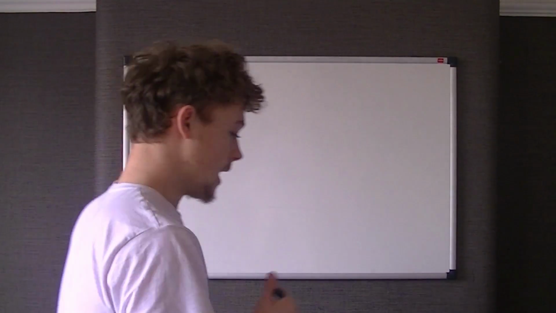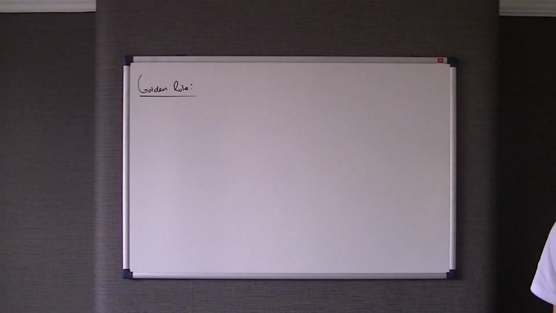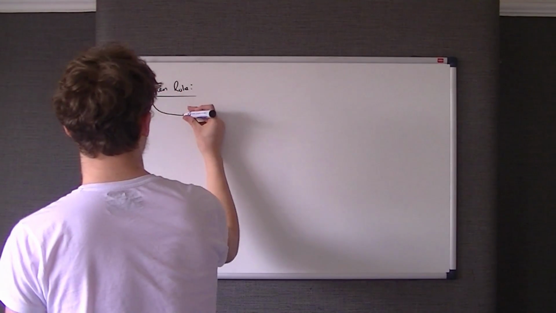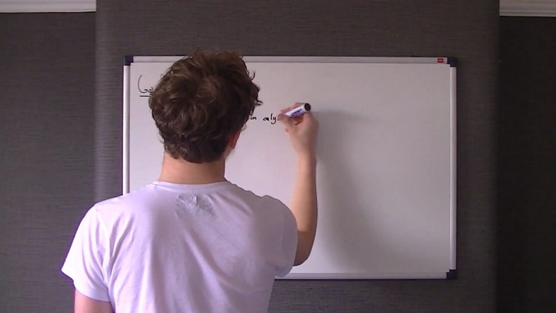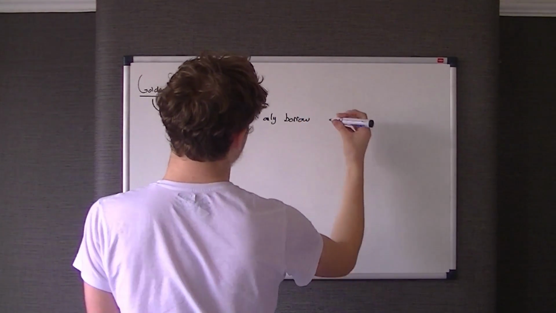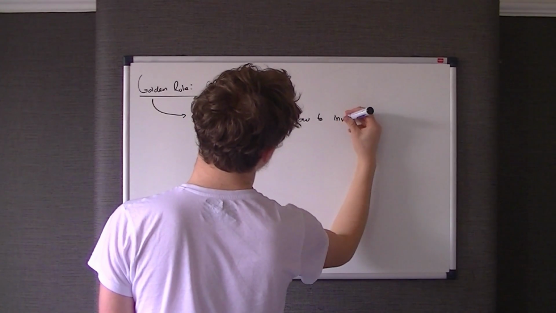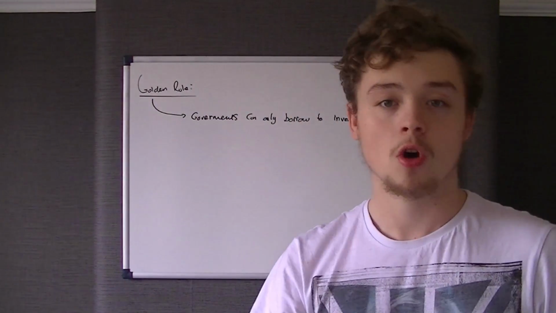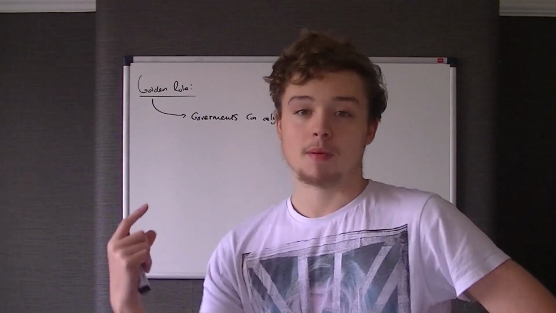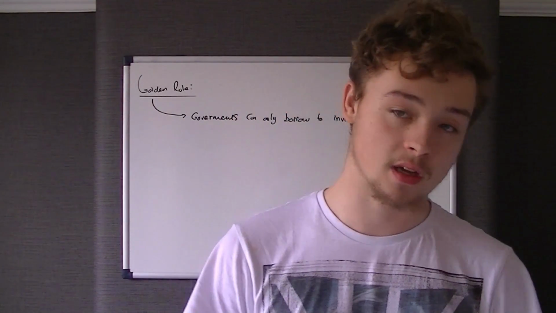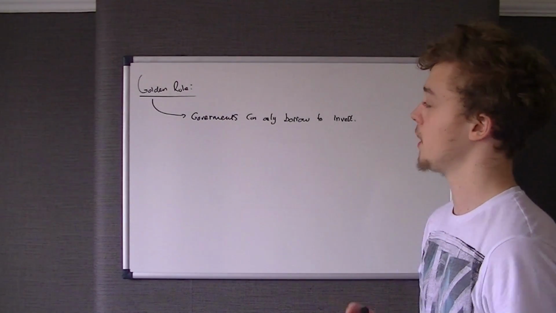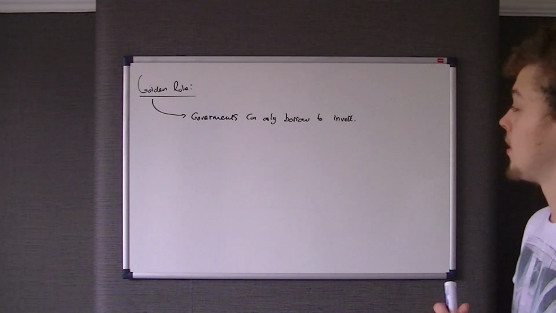It's different, okay? So the golden rule is a rule, as I said, created for fiscal policy. In essence, it states that governments can only borrow to invest, okay? They can't use borrowed money to finance their day-to-day or current expenditure. The tax revenue that the government receives must cover all of their day-to-day spending, so spending on public services, the NHS, schools, the infrastructure, that kind of thing, the day-to-day costs of running the economy. So really, any extra spending must be on investment.